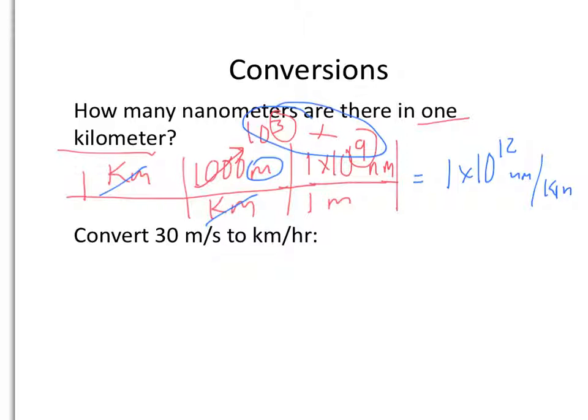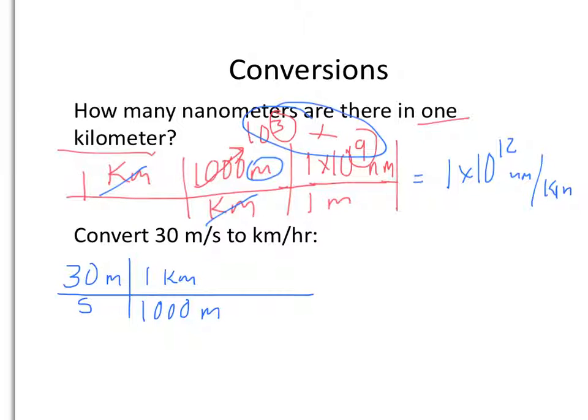Convert 30 meters per second into kilometers per hour. So my given is 30 meters per second. Well, the first thing I'm going to do is get rid of the meters. I'm going to say 1 kilometer is 1,000 meters. That allows me to cancel my meters. Now my units are in kilometers per second. But we don't want it in seconds. I know that there are 60 seconds in 1 minute. This allows me to get rid of my seconds, but now my units are in kilometers per minute.